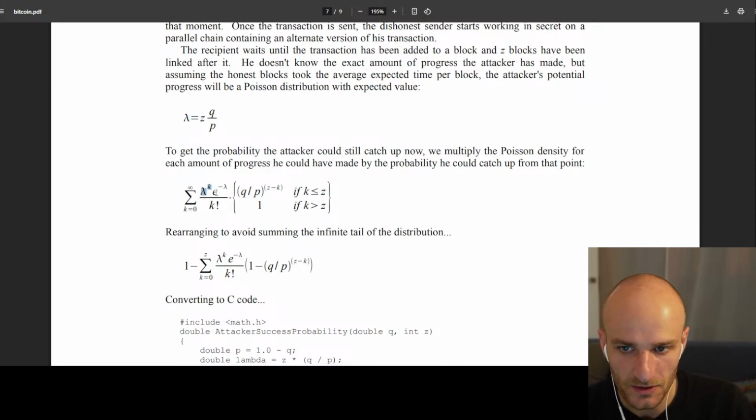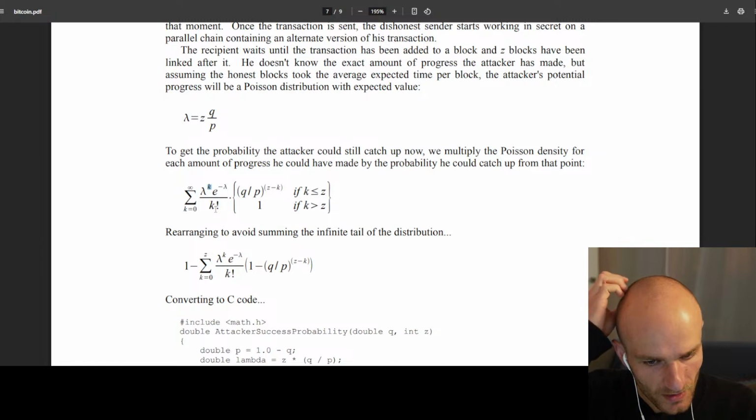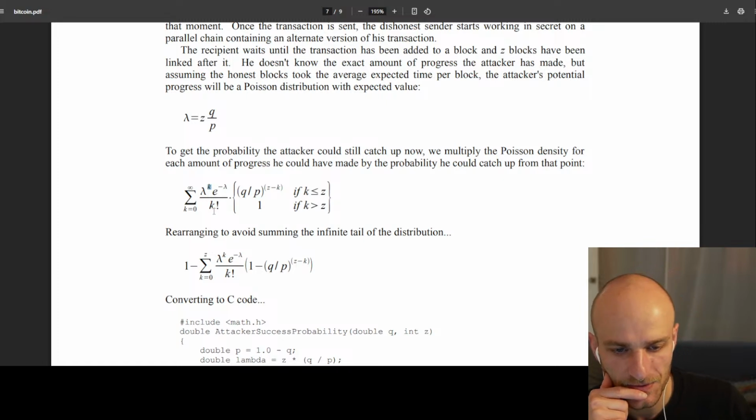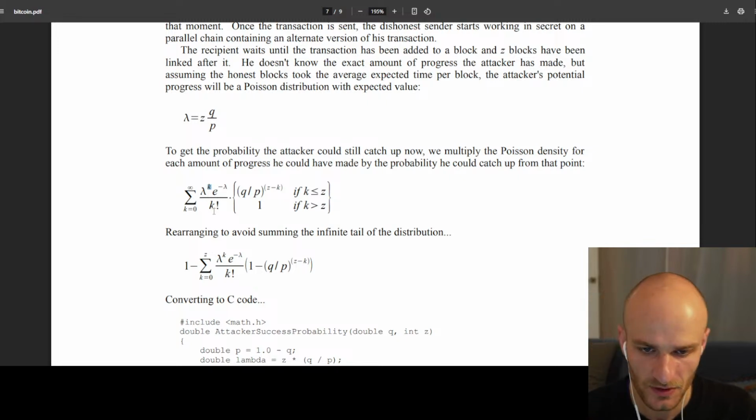K, I don't recall. I think it's the number of blocks... sorry, z is the number of blocks we need to catch up. K is something we subtract from z if k is smaller than z. And if k is greater than z, then this factor is 1.